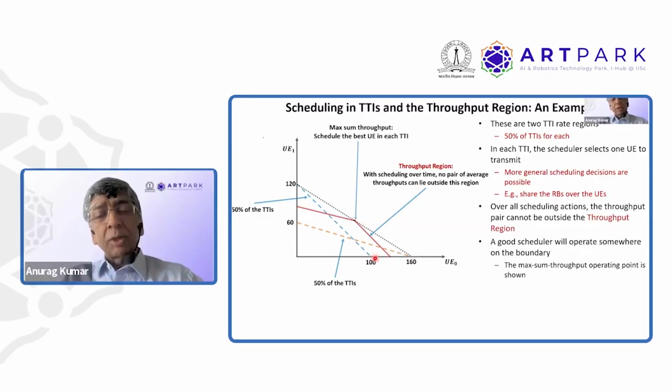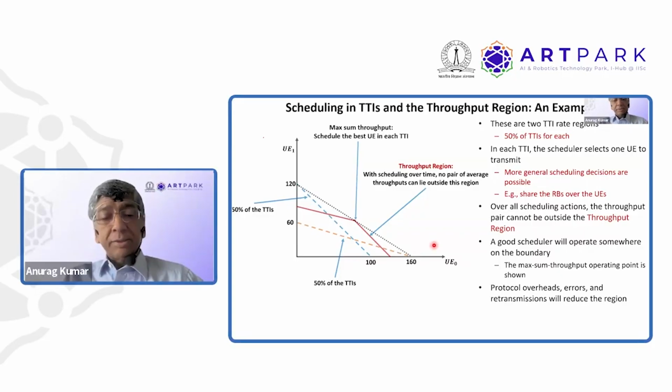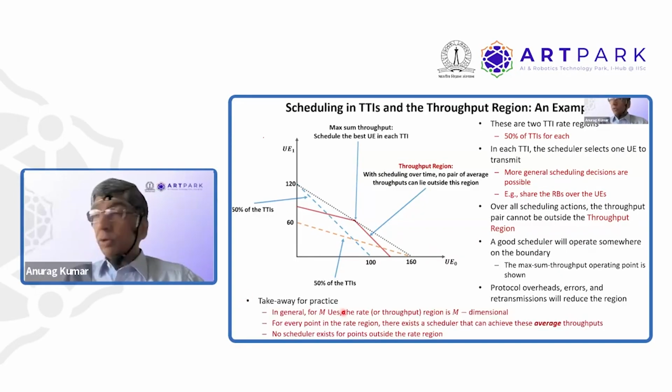Okay, now one of the things to take away from here is that, of course, first of all, for M UEs, there will be an M-dimensional region. This is two UEs, a two-dimensional region. And for M UEs, there will be an M-dimensional region.